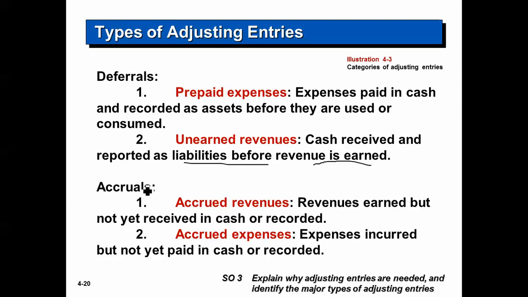Then there are the types that are called accruals. That is, we've done the job, we've earned the revenue, but we haven't billed the person yet. We haven't recorded it, so we must record it. And there are expenses that we have incurred, but we have not yet paid in cash or recorded. So we have to make adjusting entries for each one of these types of situations.